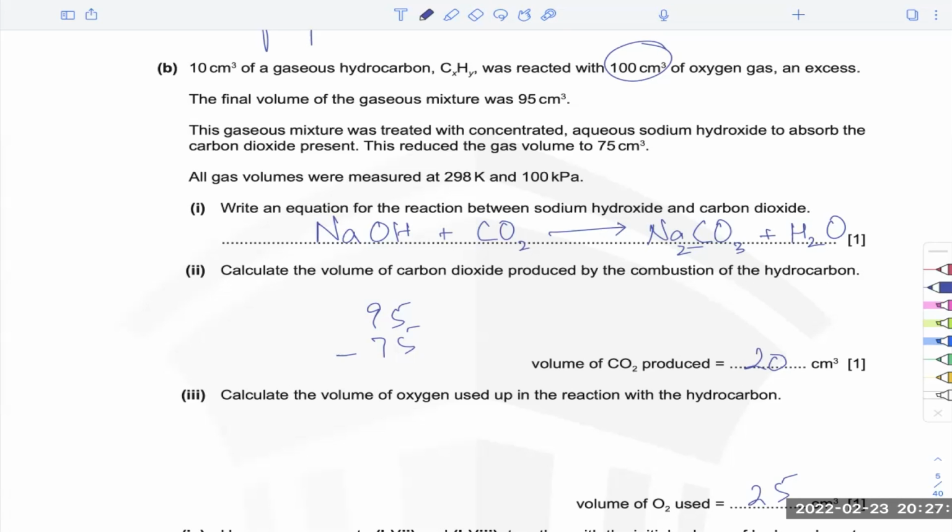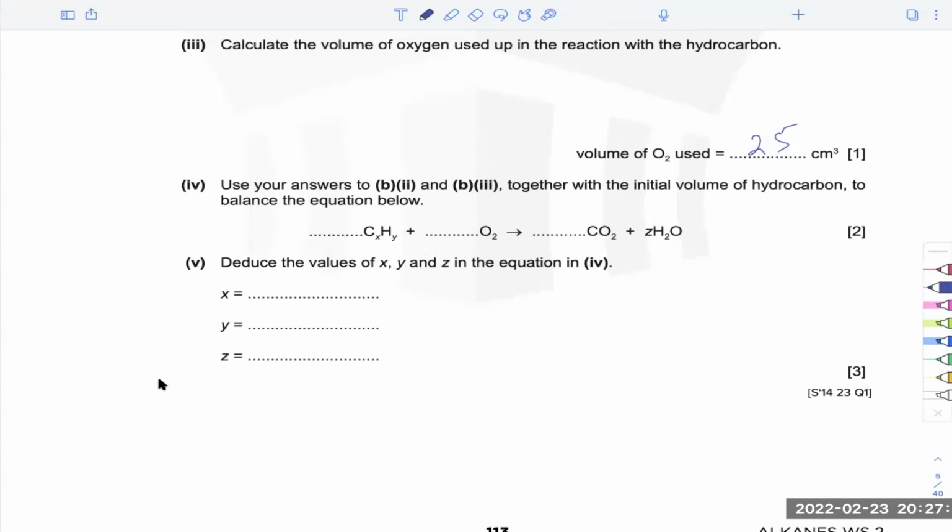Because the 10 cm cube that's used up is not of oxygen but of this thing, and the question is asking what's the volume of oxygen used up. So overall it went from 110 to 75. The difference is 35, but 10 of that is hydrocarbon, not oxygen. All right, use your answer together with the initial volume of hydrocarbon to balance the equation.